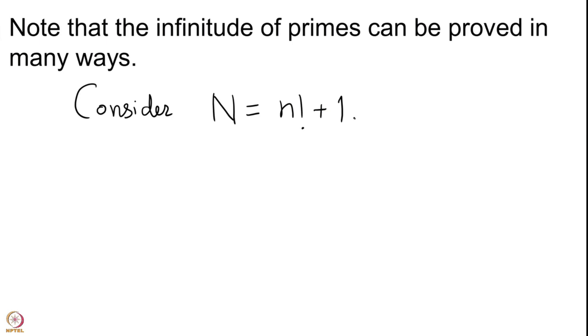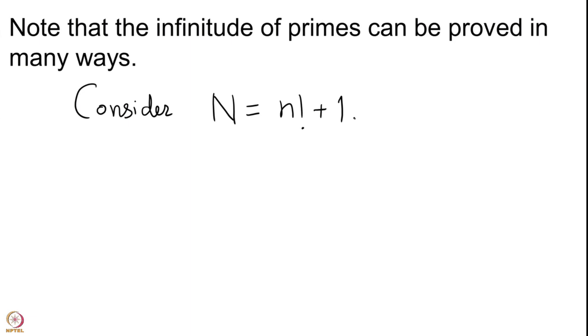So 2 factorial will be 2, 3 factorial will be 6, because it is 2 into 3 into 1, but we will not mention 1. 4 factorial is 24, 2 into 3, which is 6, into 4, you get 24. 5 factorial is 120, 6 factorial is 720, and so on. So we can compute these N factorials, add 1.